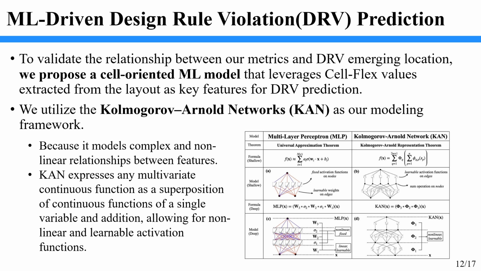To demonstrate how well self-flex represents placement and routing complexity, we developed a machine learning model to train the correlation between DRV and self-flex metrics. We selected KAN for our machine learning model because KAN allows for non-linear transformation and adaptive activation functions. So we think this flexibility enables KAN to effectively capture complex and non-linear relationships in our dataset.